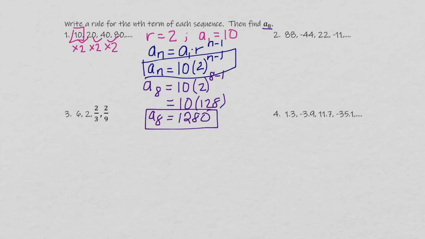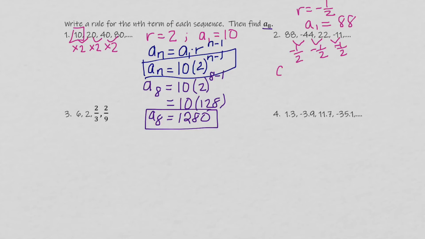All right, number 2, we're looking at 88, negative 44, 22, and negative 11. And you're going to notice, hey, that is actually decreasing. 44 is half of 88, 22 is half of 44, and 11 is half of 22, and they're all going to be negative because it's a negative divided by a positive, positive divided by a negative, and so on. So my ratio is going to be negative 1/2. My a sub 1, my first term is 88.